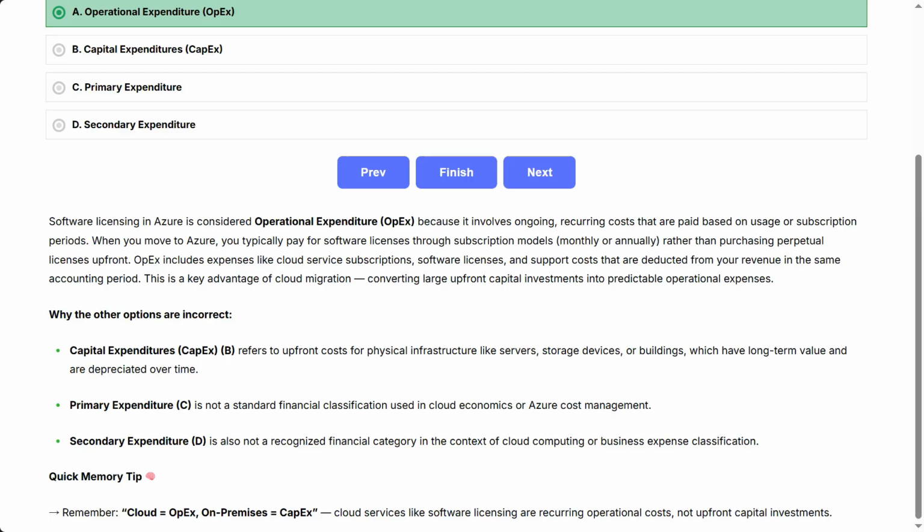Quick memory tip, remember, cloud equals OpEx, on-premises equals CapEx. Cloud services like software licensing are recurring operational costs, not upfront capital investments.